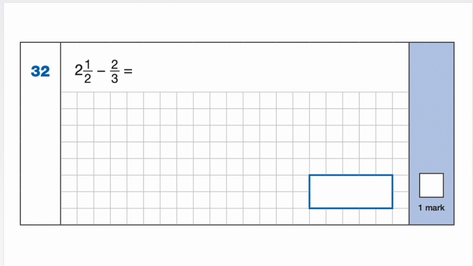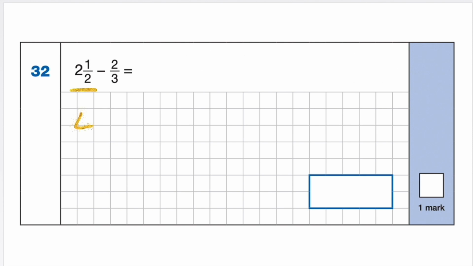Question 32, we have another mixed number. So remember, we're going to have to change this mixed number into a fraction, or specifically the whole number. So looking at my fraction, it's in halves or twos. How many halves make a whole? 2. So how many halves make 2 wholes?